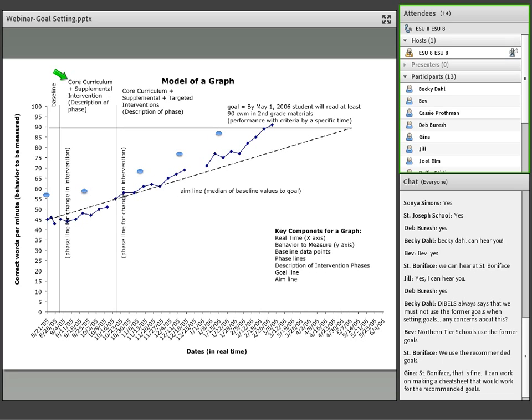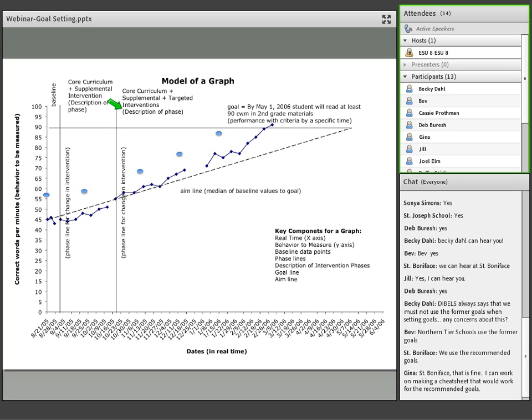So you can see right here, they wrote a little description and it says what they're doing with the student for intervention: core curriculum plus a supplemental intervention. So just a short description. You might be a little bit more specific. Sometimes it might just be that you changed the group size. You went from a group of 5 to a group of 3. So you would want to mark that.